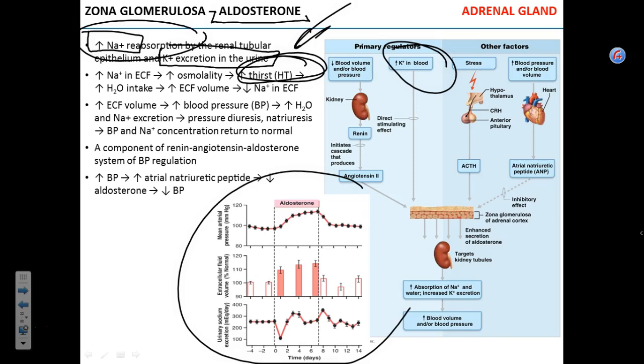And you can see here, this graph shows it very nicely. You have low volumes of extracellular fluid. Aldosterone increases, and the volume of extracellular fluid increases. Does that make sense? Extracellular fluid means blood, really.